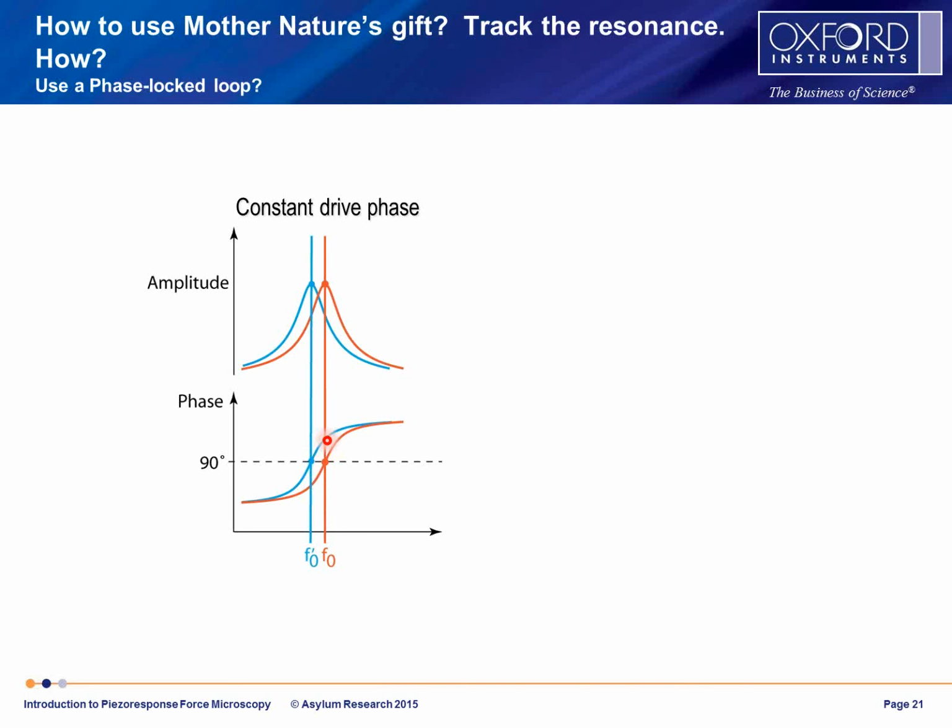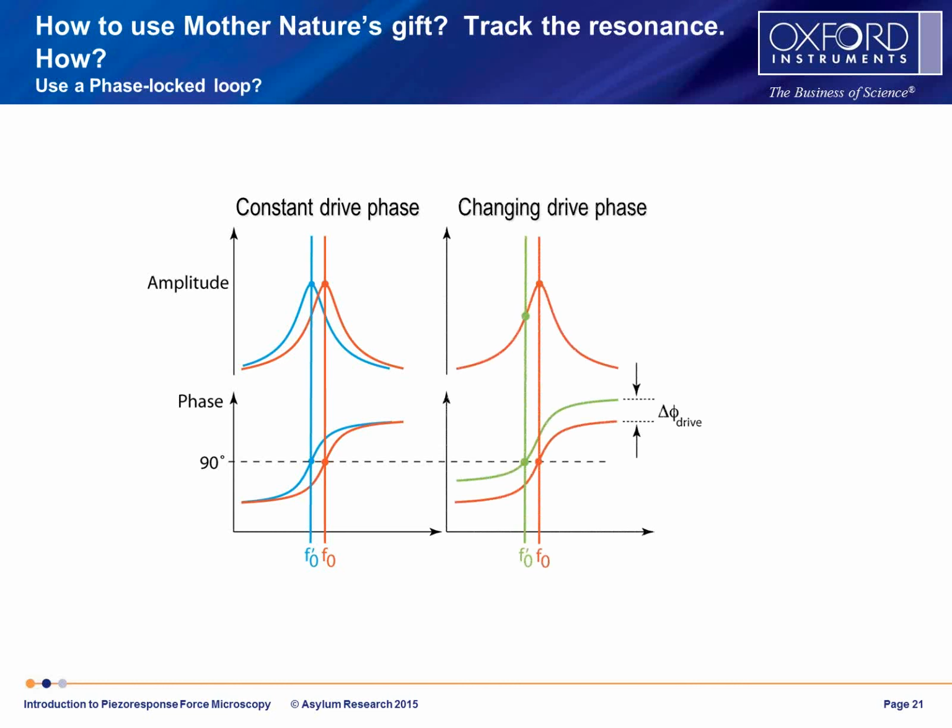And so if we have a feedback loop that looks at that phase and locks it into 90 degrees by changing the drive frequency, it's going to automatically change this frequency from F to F prime, or F naught to F naught prime, lowering the resonant frequency and keeping it on resonance. Unfortunately, if you think about it for a second, this doesn't work for PFM.